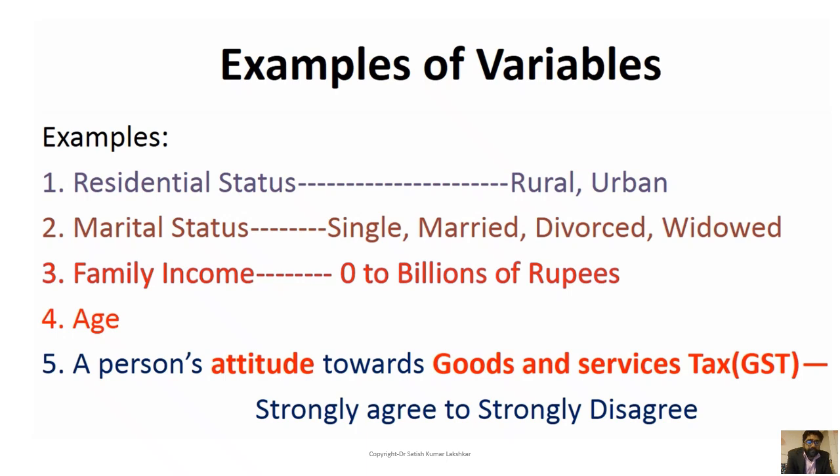Let us say we are asking this question and we want to study the feedback. The response of the individual may vary from strongly agree to strongly disagree. There could be variability in the scale, so we can measure this response on a 3-point scale, 5-point scale, or even a 7-point scale, popularly known as the Likert scale. So these are some examples of variables.